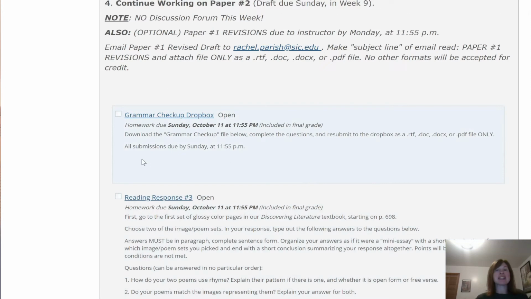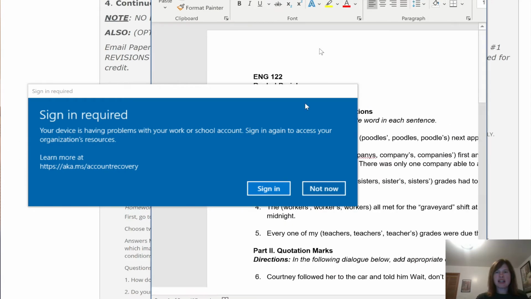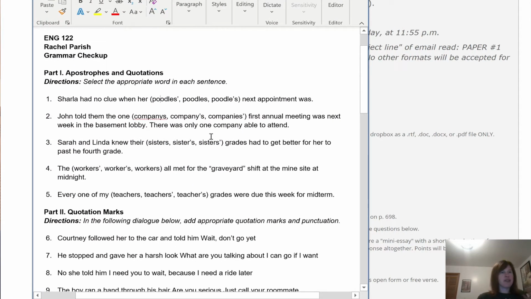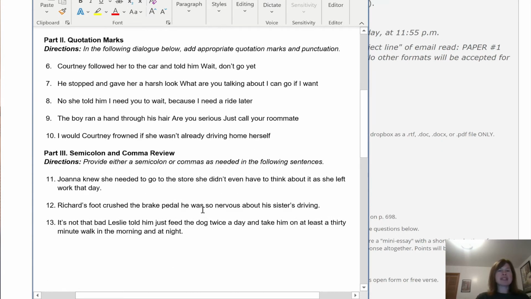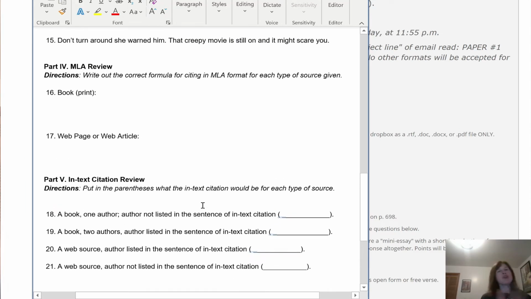The other assignment is the grammar checkup. Now we had the grammar sampler at the start of the semester, and this is the checkup. So in the assignment, you will see that there are bits and pieces of information about apostrophes and quotation marks, about commas and semicolons, and then the MLA review. Now, you'll notice on here that it's asking you to write down the formula for how to cite a book and how to cite a web page and a web article in MLA.